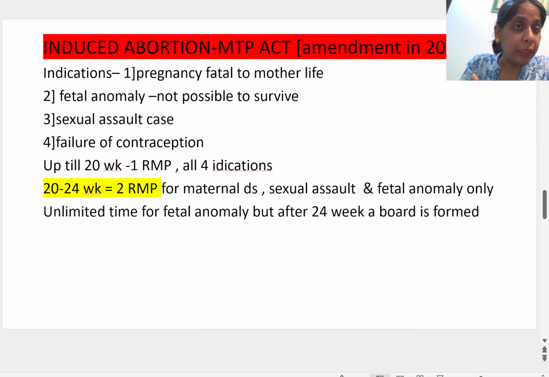If the fetus has any anomaly, then it is unlimited time, because some anomalies are diagnosed in the late second trimester, and some are diagnosed in the third trimester. For example, diaphragmatic hernia is diagnosed in the third trimester. The fetus cannot survive with diaphragmatic hernia, so it needs to be terminated. Due to this problem only, the MTP Act was amended. Even after 24 weeks, if an anomaly comes, then a board will be constituted and the decision will be taken by the board of 4 members. So that was about the change in the laws.